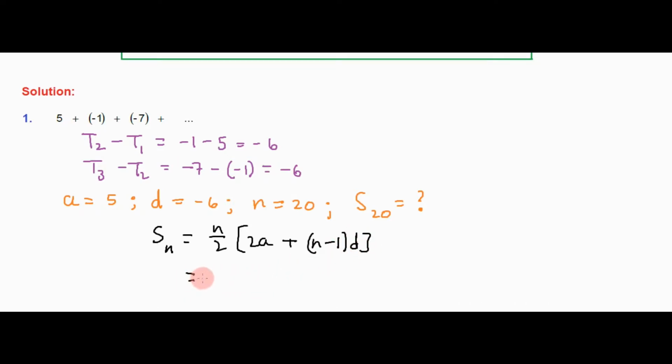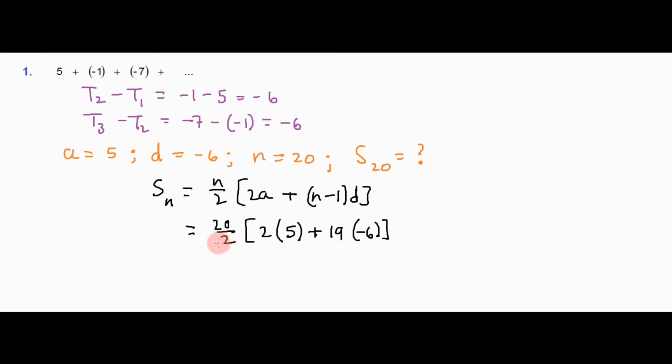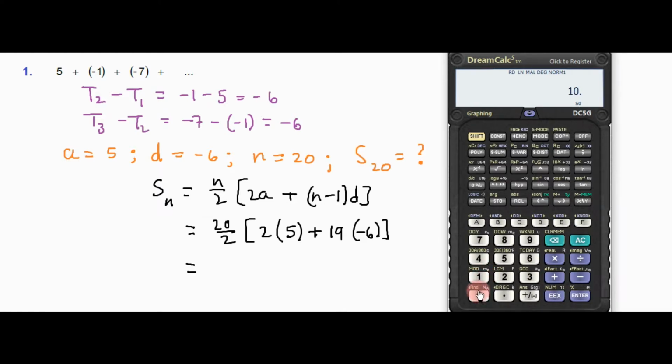Then just plugging in, n is 20, 2 times a, 2 times 5. n is 20, so n minus 1 is 19. And d, of course, is negative 6. Now we work this out on a calculator. And we see that our answer comes to negative 1040.